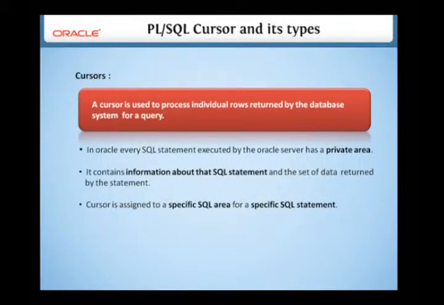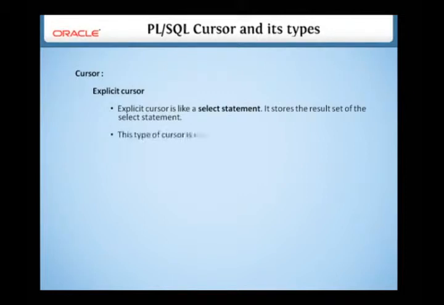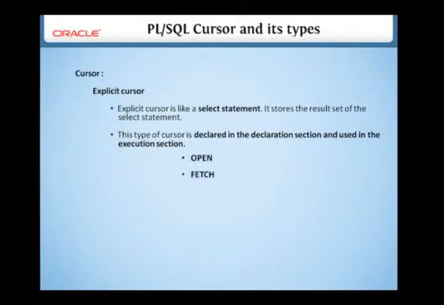There are two types of cursors. They are explicit cursor and implicit cursor. Here we will discuss the explicit cursor. The explicit cursor is like a select statement. It stores the result set of the select statement. This type of cursor is declared in the declaration section and used in the execution section. There are three commands used to process a cursor. They are open, fetch, and close.